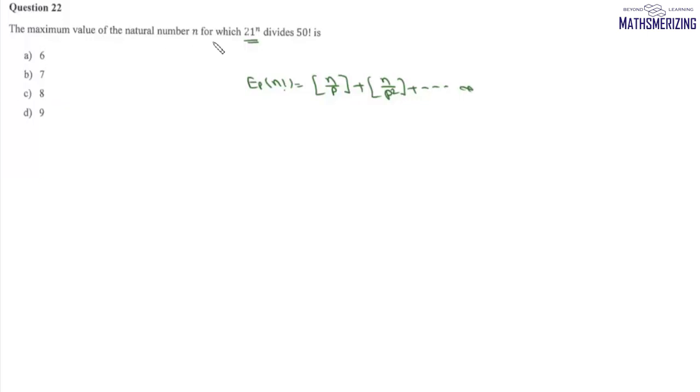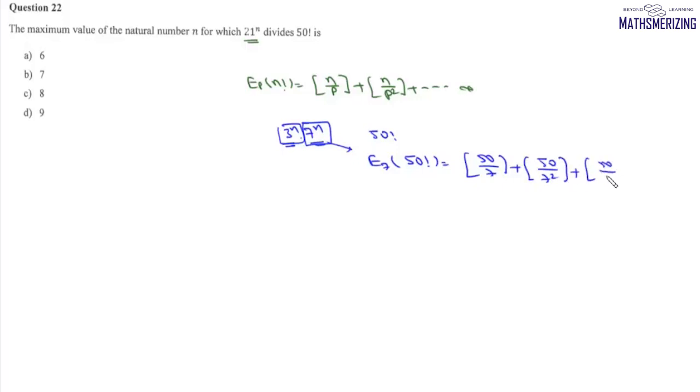Now in this question we'll need to find the largest value of n for which 21 to the power n divides factorial 50. So 21 to the power n is actually 3 to the power n, 7 to the power n, and we'll need to find exponent of 3 to the power n, 7 to the power n in factorial 50. Now in factorial 50 there'll be more 3s than 7s. So what we'll do is we'll actually find exponent of 7 in factorial 50. So exponent of 7 in factorial 50 will be 50 by 7, 50 by 7 square, 50 by 7 cube, and so on.